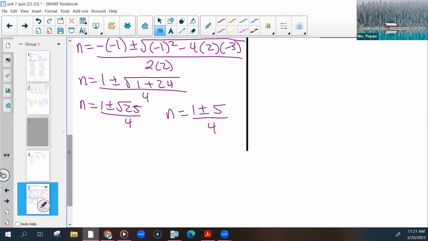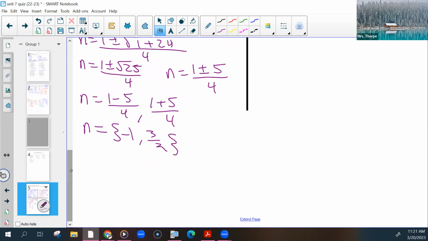And then you would separate it: 1 minus 5 and 1 plus 5, both over 4. Simplify what those are, and you would get -1 and 3 over 2 as your final answer, or -1 and 1.5. What questions do we have on that one?